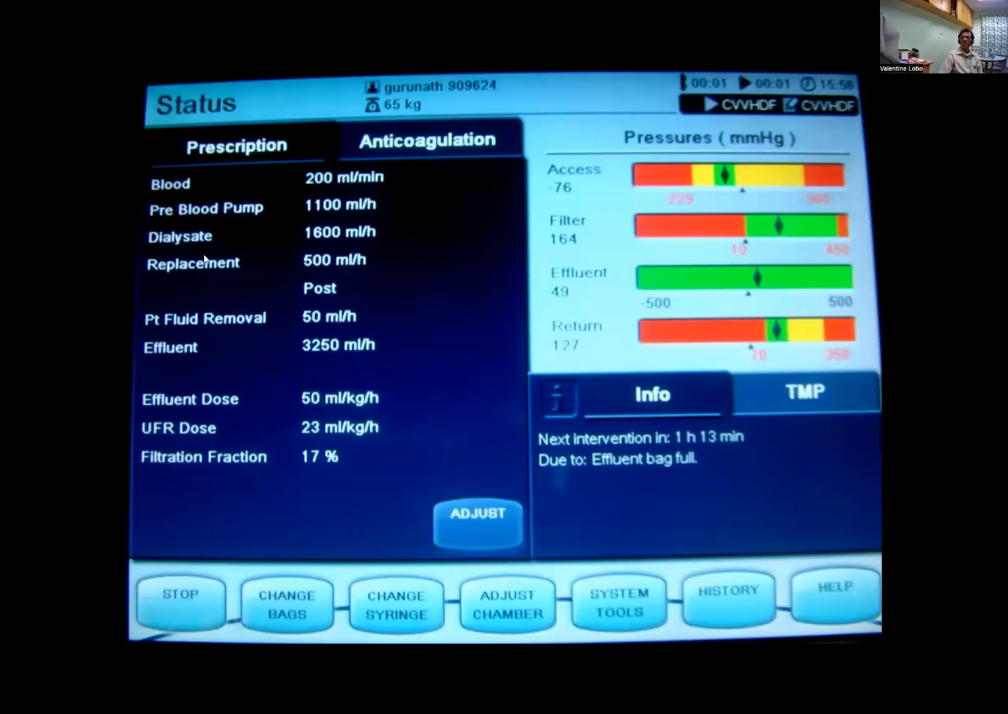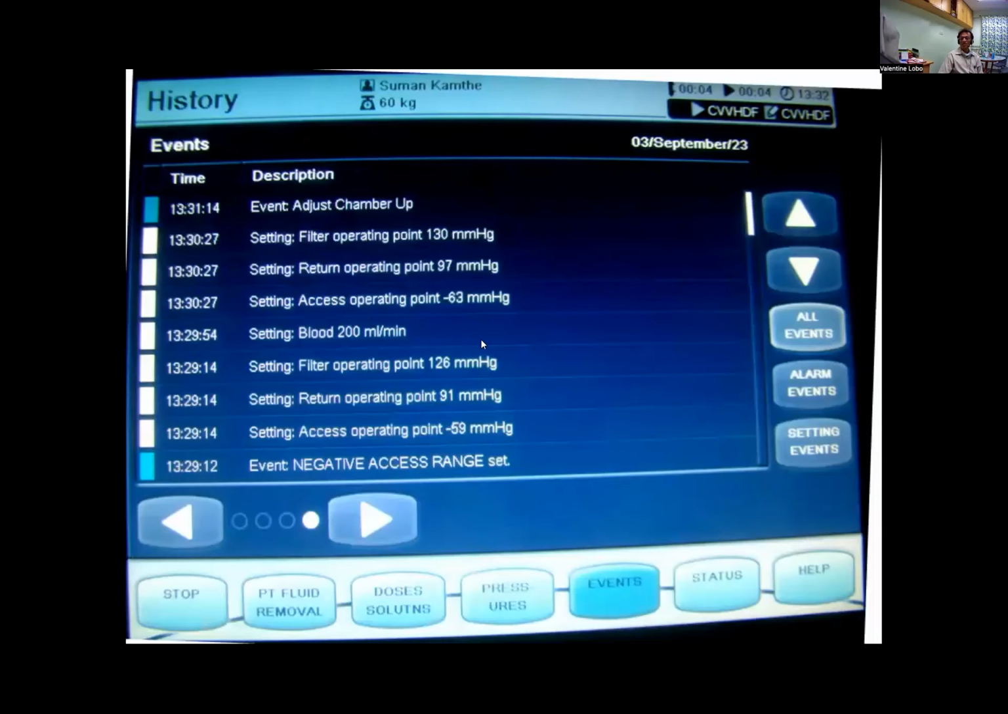Here you can see in the machine screen, on its prescription screen, it is telling us that the effluent dose is 3,250 ml per hour. The effluent dose is 50 ml per kg per hour. The ultrafiltration rate, which does not include the 50%, which is the dialysate flow, is about 23 ml per kg per hour, and the filtration fraction is a satisfactory 17%. So in this situation, we would be fairly safe.